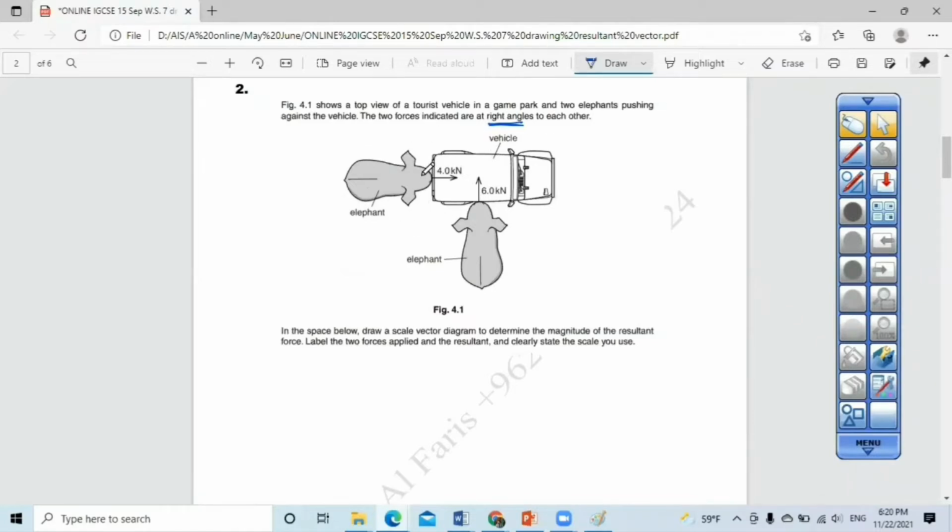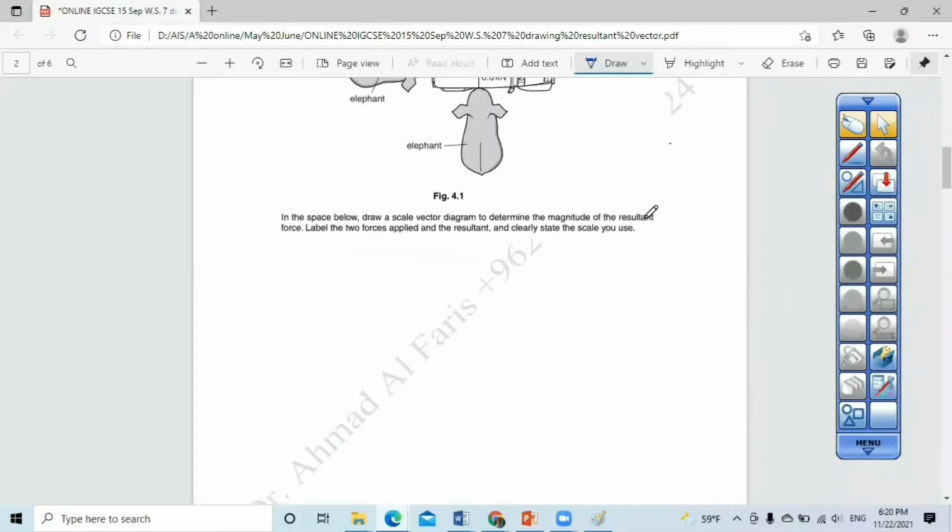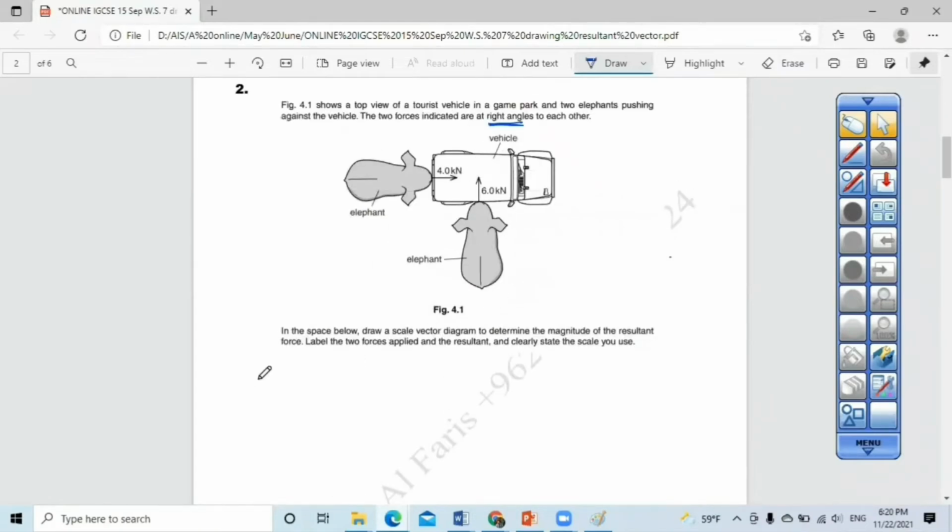So we have 4 kilonewton, 4,000 Newton, and 6,000 Newton, 6 kilonewton. In the space below, draw a scale vector diagram. The magnitude of the resultant force of these 2 elephants. Label the 2 forces and the resultant and clearly state your scale. Now, actually, I'll make a very easy scale that each 1 kilonewton is equal to 1 centimeter. That's my scale.